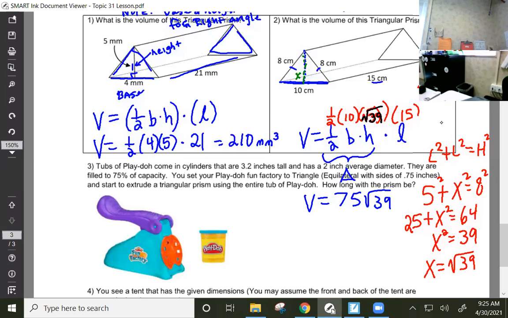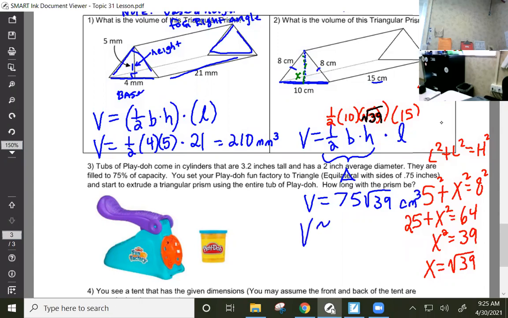Like how I did that? I went 10 times 15. It's easy to multiply by 10, just add a zero. And multiplication is commutative, I just have to multiply all four of these in any order. 10 times 15 is 150, half of 150 is 75. I still have to multiply by the square root of 39. Or get a calculator, all right? That's what I'm gonna do next. And by the way, this is cubic centimeters.